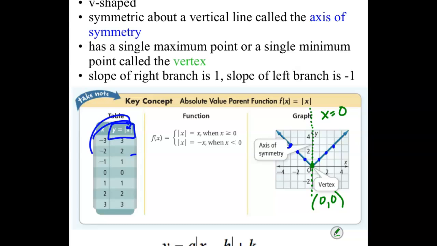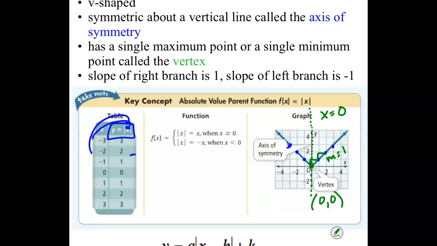And it says the slope of the right branch is 1. So if we look at the slope here, we're going up 1 over 1, up 1 over 1. So our slope is +1. But on the left side, we have to go up and back, or down and to the right, either way. So our slope here is -1.